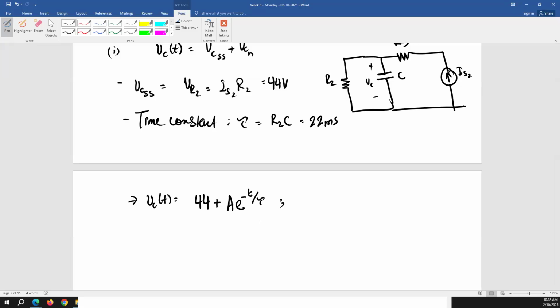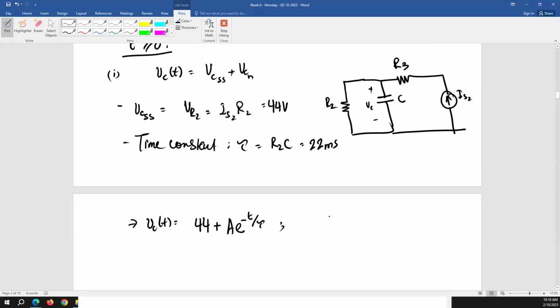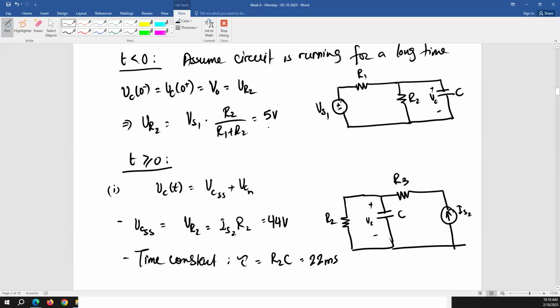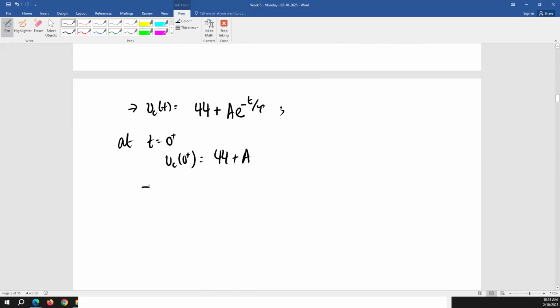Say it again, Rudy, you said something? Okay. Using the initial condition. So we're going to evaluate this equation at t is equal to 0. At t is equal to 0, our capacitor voltage we calculated was 5 volt. Five minus 44, negative 39.